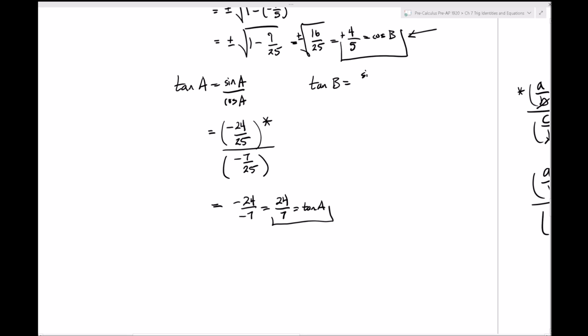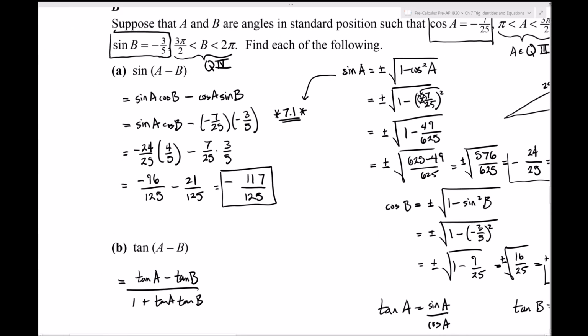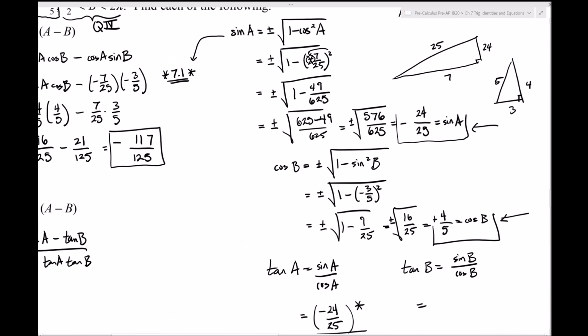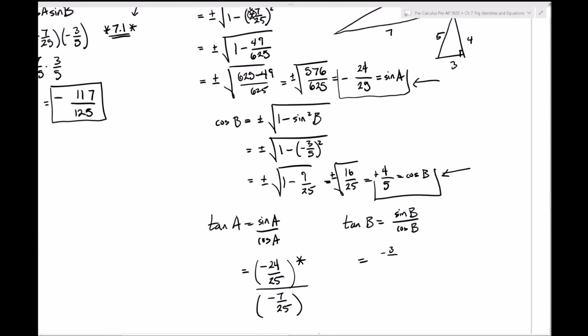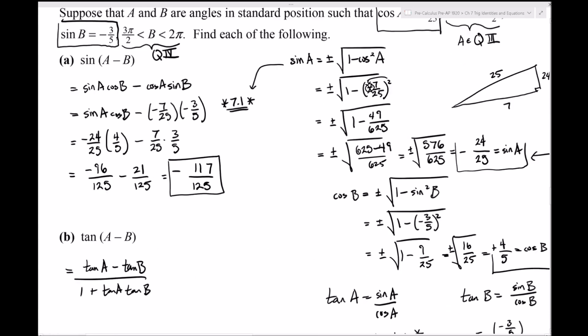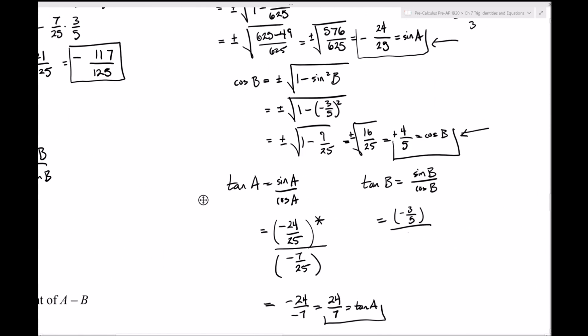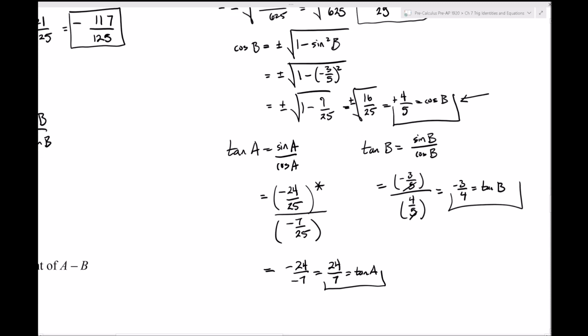Tangent b is sine b over cosine b in that order. Sine b, I don't remember if that one was the one that was given. Yeah, it is. Negative 3/5. So negative 3 over 5 divided by cosine of b. We worked for that one, and that one's here. Oh, it's right there. I was moving around, and it was right up on top. 4/5. Again, the 5's cancel. You're left with negative 3/4 for tangent. And there's the work for tangent b.